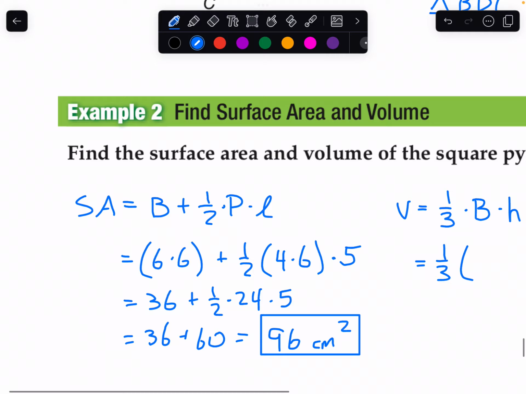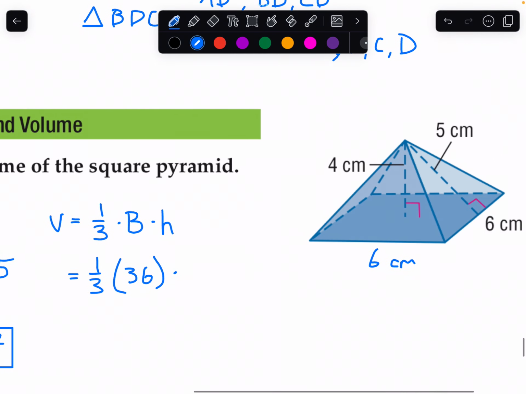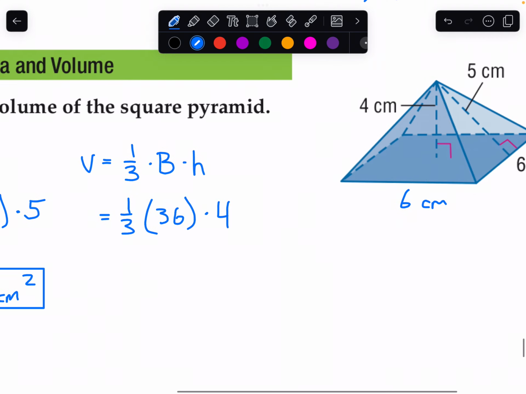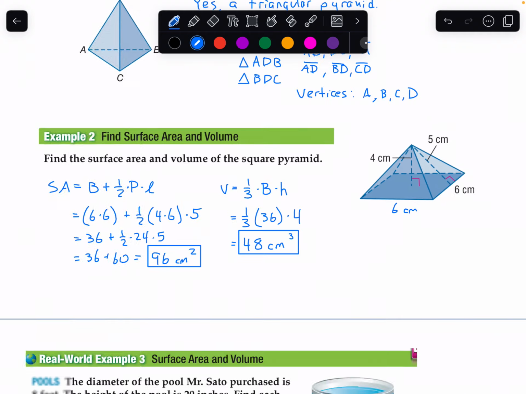We found the area of the base before. That was 36. No sense recalculating that. The height of the pyramid, the proper height here, is 4. And 1/3 of 36 is 12, and 12 times 4 is 48. So 48 centimeters cubed. This is volume. We're now in a 3-dimensional measure, cubic units every time.